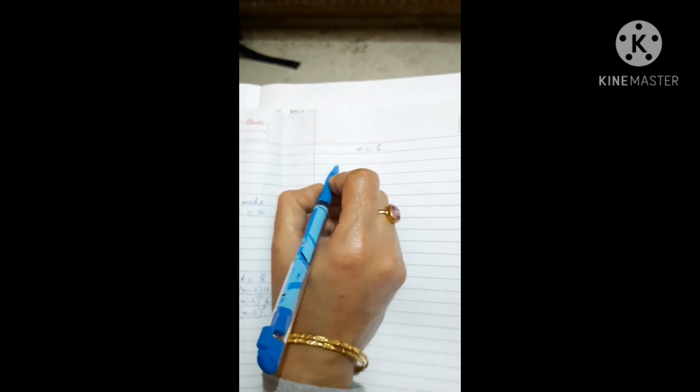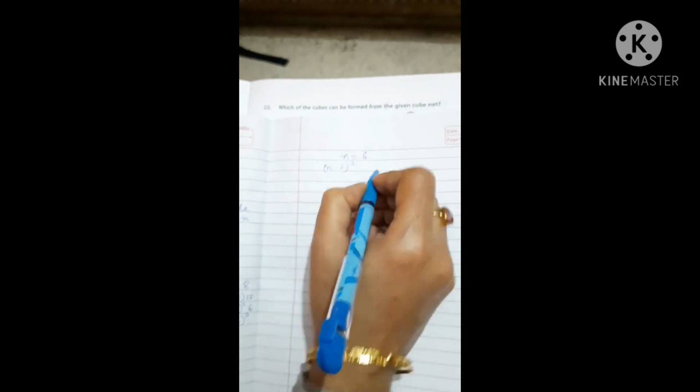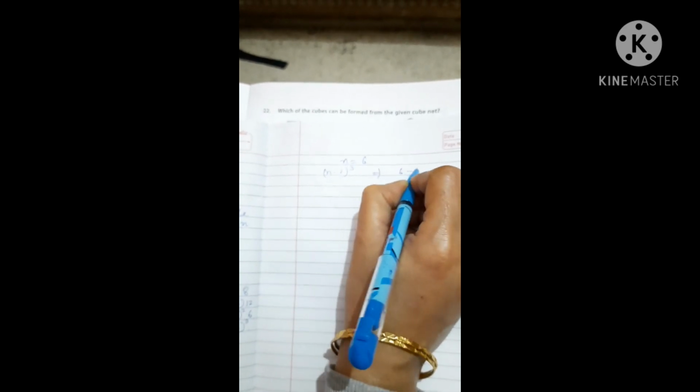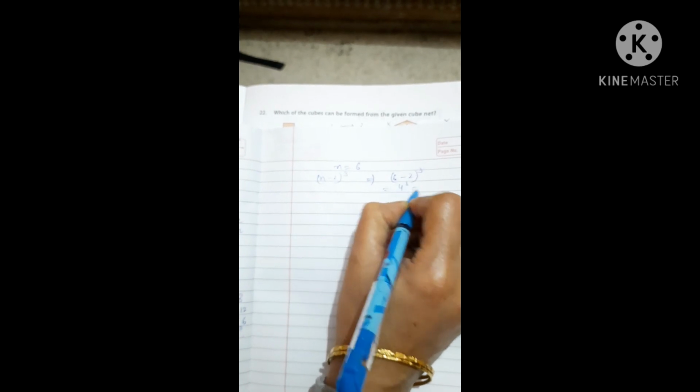Now, first part of the question is, how many smaller cubes have no surface painted? For no surface painted, your formula is (n minus 2) cube. So just put the values. N is 6. (6 minus 2) cube, which is 4 cube. 4 cube is 64. So our answer is 64 for this question.